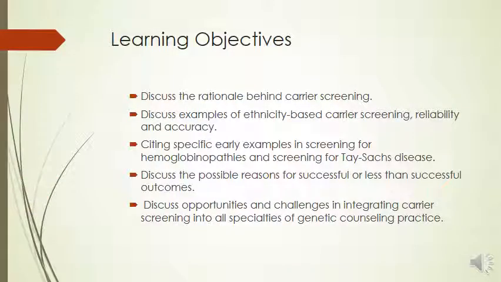The learning objectives for this week are to discuss the rationale behind carrier screening; discuss examples of ethnicity-based carrier screening, reliability and accuracy, citing specific early examples in screening for hemoglobinopathies and screening for Tay-Sachs disease; discuss the possible reasons for successful or less than successful outcomes; and discuss opportunities and challenges in integrating carrier screening into all specialties of genetic counseling practice.